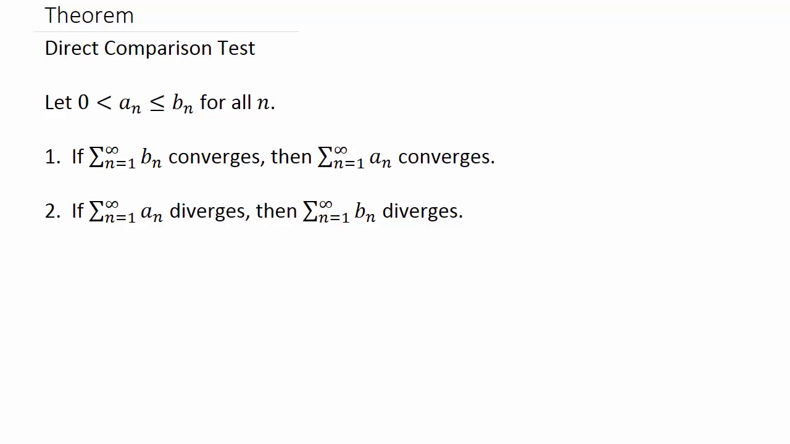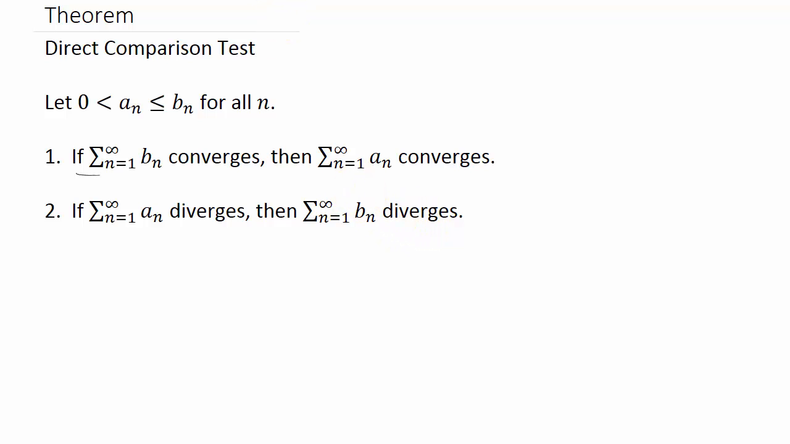Alright, so here's our second example using the direct comparison test to determine if a series converges or diverges. So the theorem says let 0 be less than a sub n less than or equal to b sub n for all n. And if the series b sub n converges, then the series a sub n converges. And if the series a sub n diverges, then the series b sub n diverges.